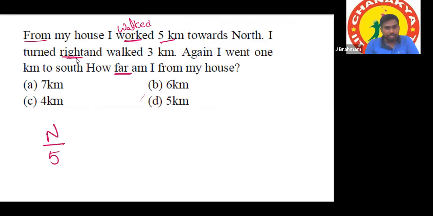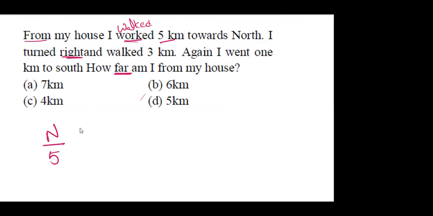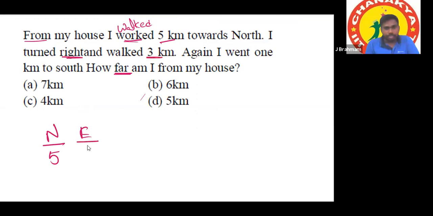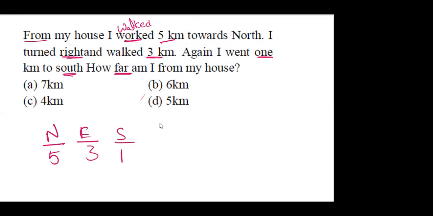Right means north to right. Sir, east. What is the next distance? 3 kilometers. Then again left or right? Directly it has given south. So again I went 1 kilometer south. Okay, towards the south 1 kilometer. That's all, right? Yes, sir.